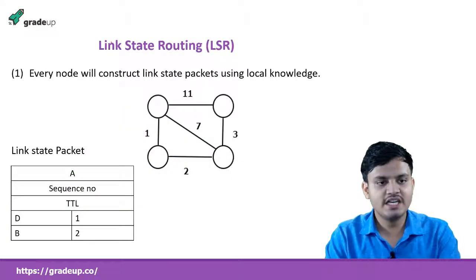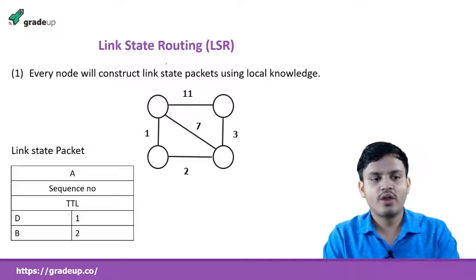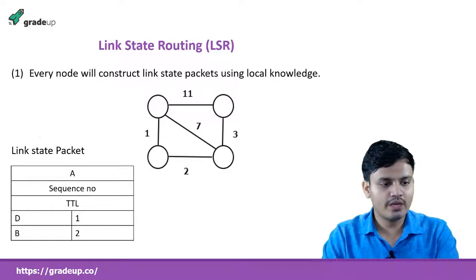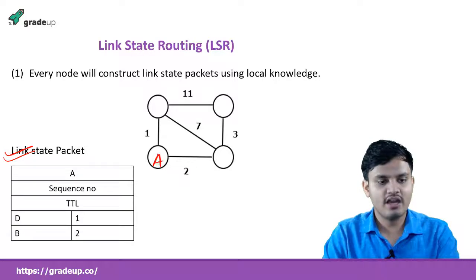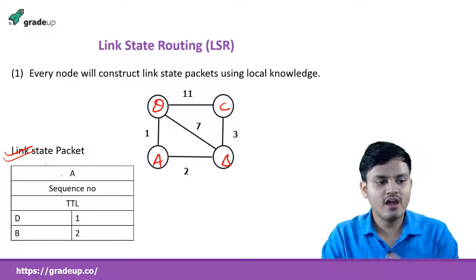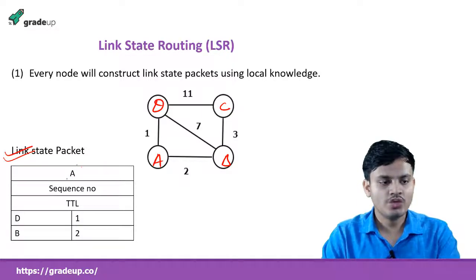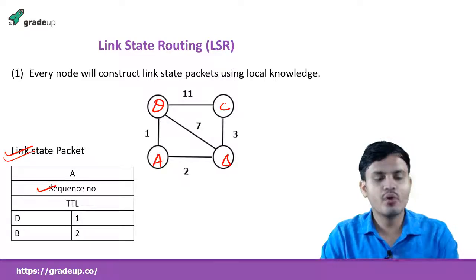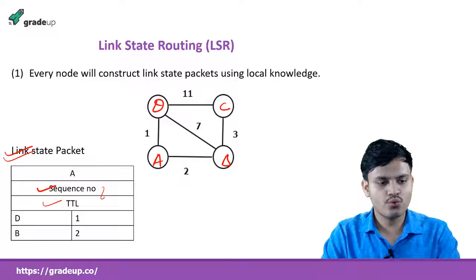So now we will see link state routing. In link state we are going to create a link state packet. This is again A, B and C and D. With local knowledge we will create the link state packet. So here A, and I will write the sequence number of the packet, and the time to live for the packet. These two have their own advantage, that is why they are there.